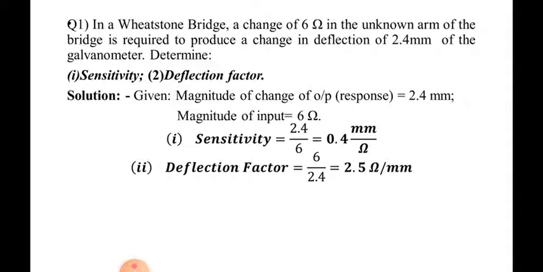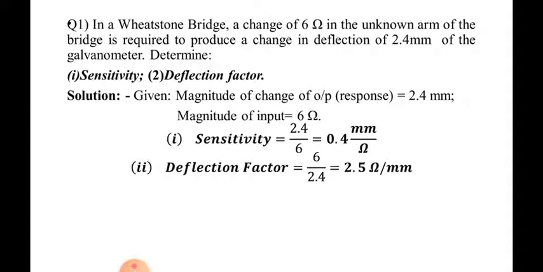In a Wheatstone bridge, a change of 6 ohm in the unknown arm of the bridge is required to produce a change in deflection of 2.4 millimeter of the galvanometer. Determine the sensitivity and deflection factor. What is given to us is the magnitude of change of output, that is the response, equal to 2.4 millimeter, and the magnitude of input is 6 ohm.